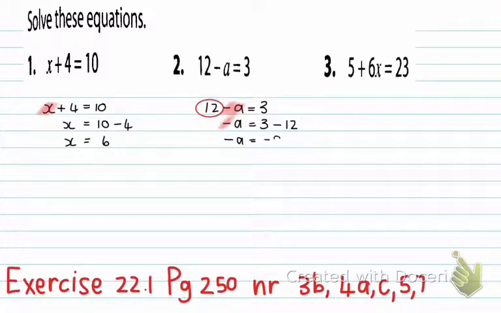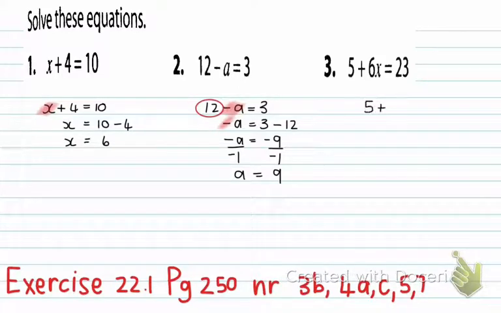give me negative 9. But I don't want the answer of negative a, I want the answer of a. Therefore, I can just divide by negative 1 on both sides. And a negative divided by a negative is a positive a, and a negative 9 divided by a negative 1 is a positive 9.